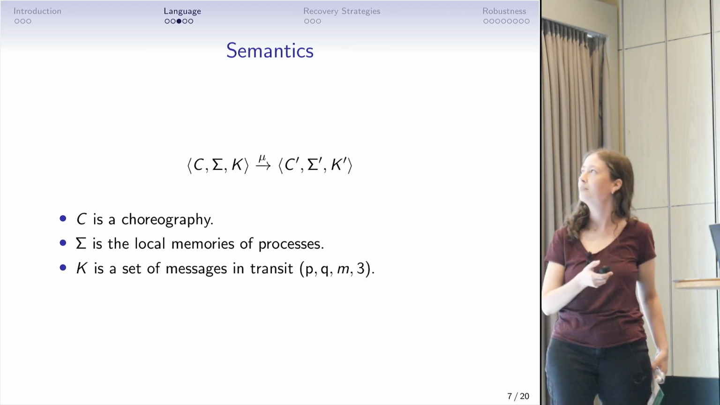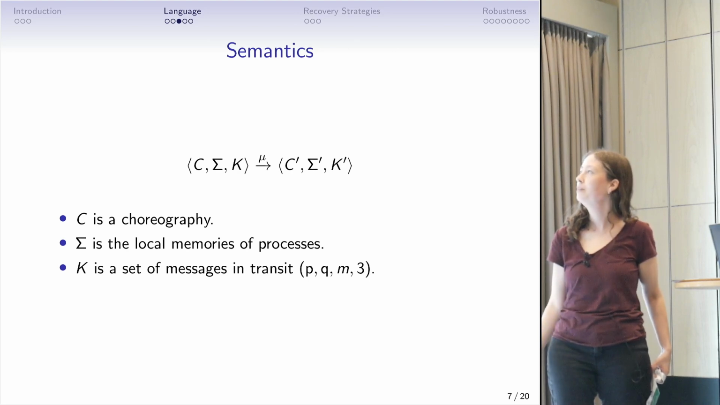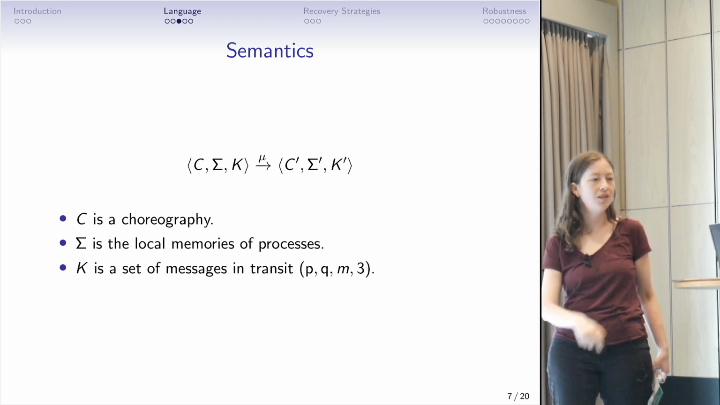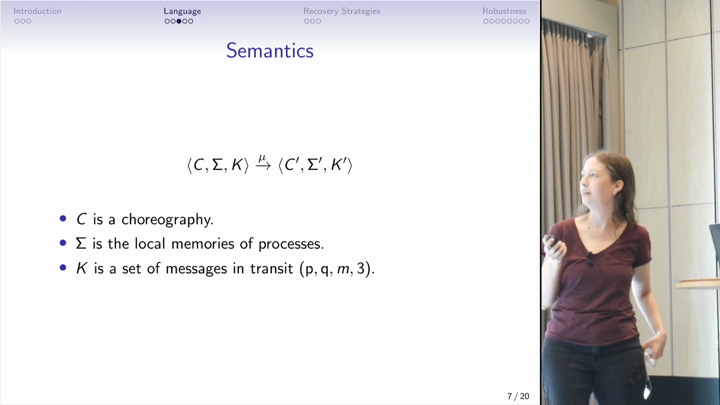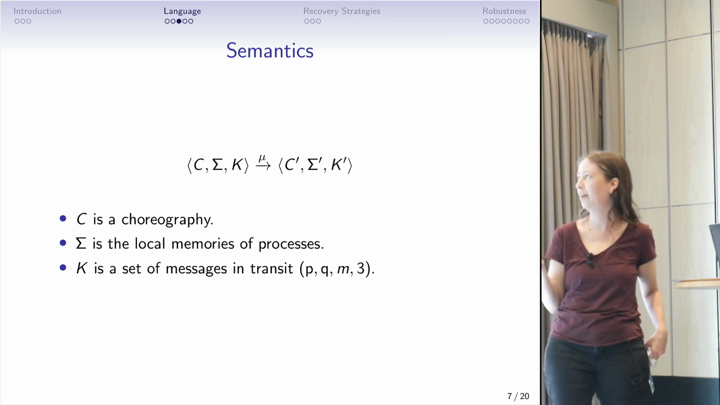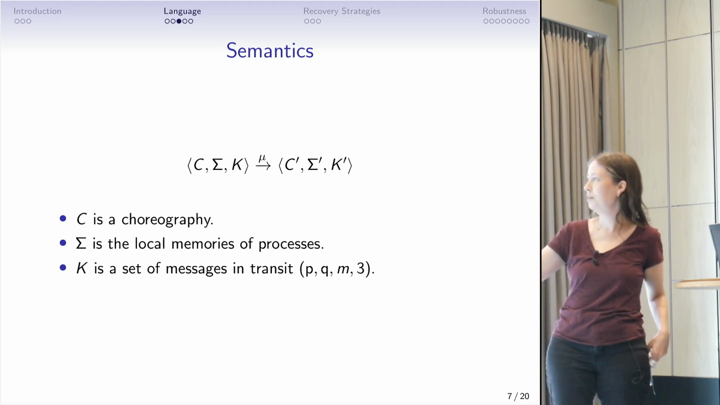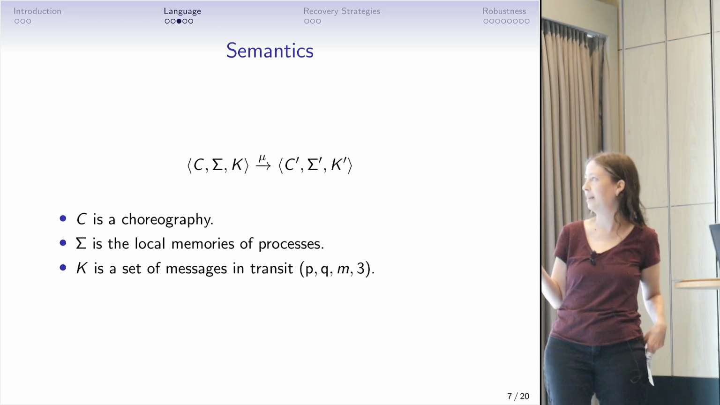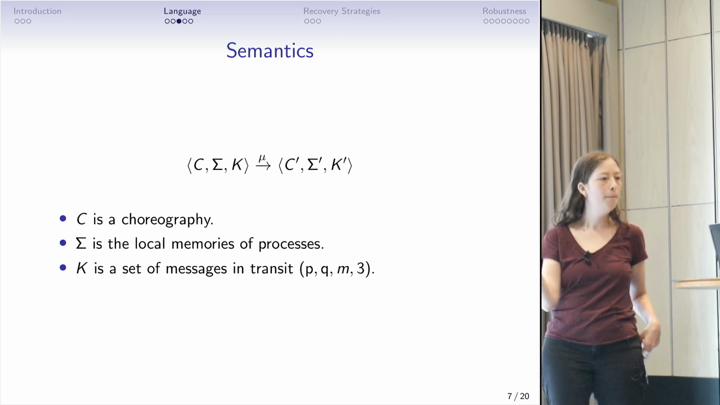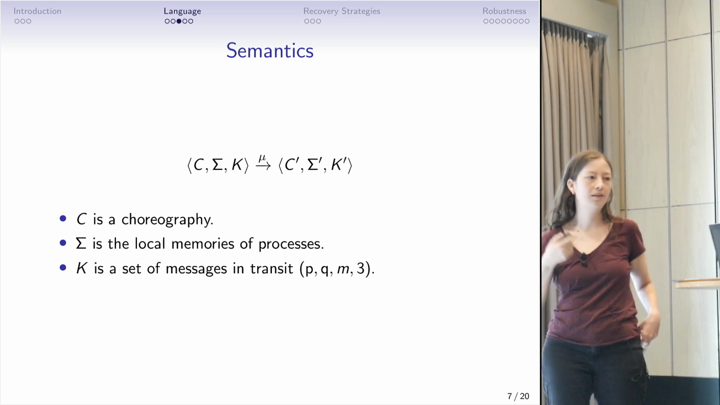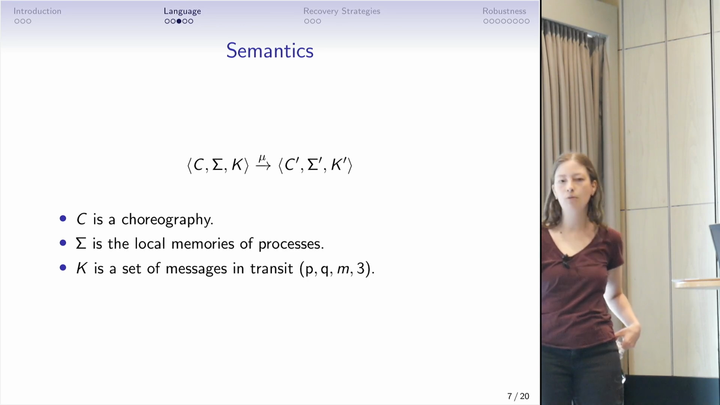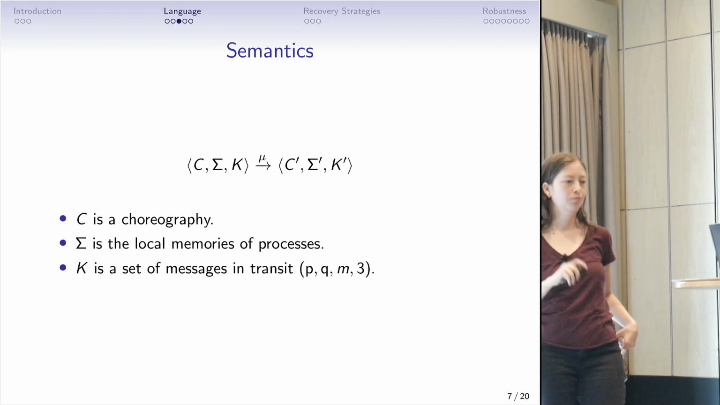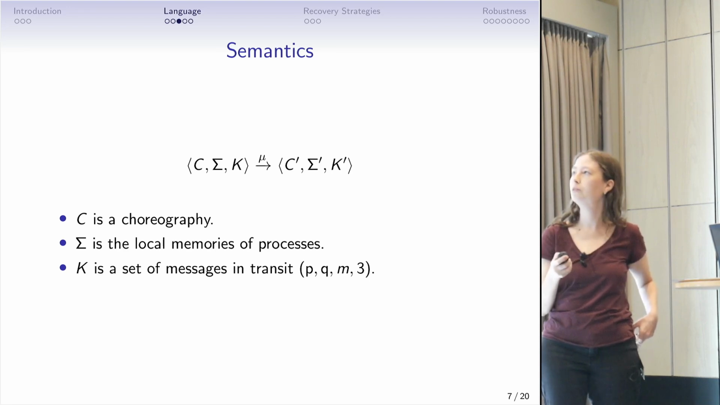Our semantics looks like this. We have triples consisting of a choreography C, the local memories of the various processes, sigma, and a set of messages in transit K. And the messages in transit look like this. P is sending to Q the mth communication between P and Q, and it's sending 3. If this message is in K, it's in the network, and it can get lost, or it can reach Q.